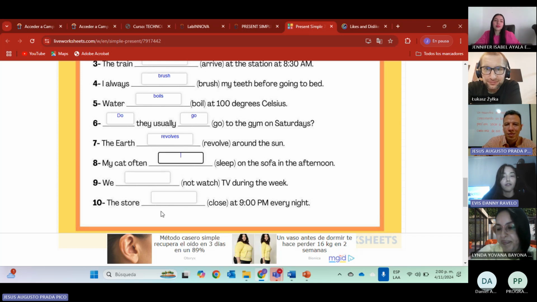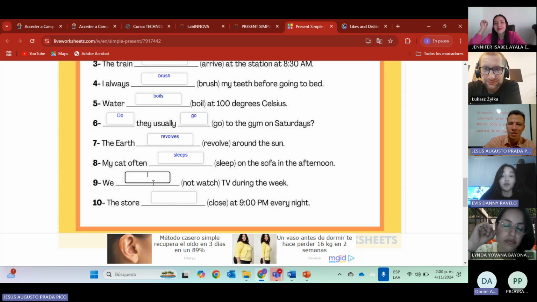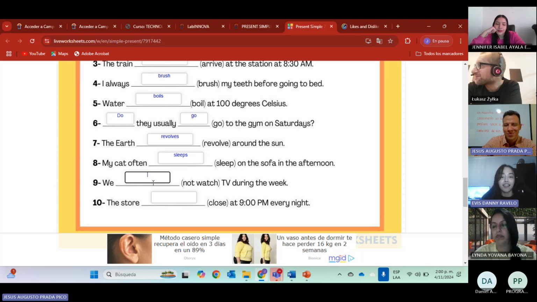Now my cat often, again a frequency adverb. So sleep or sleeps? Which one? Sleeps, because it's third person singular. And we have in the afternoon, so that means that is a habitual thing that this cat has. It's very lazy, maybe. So now the next, we say negative. That's don't work there.